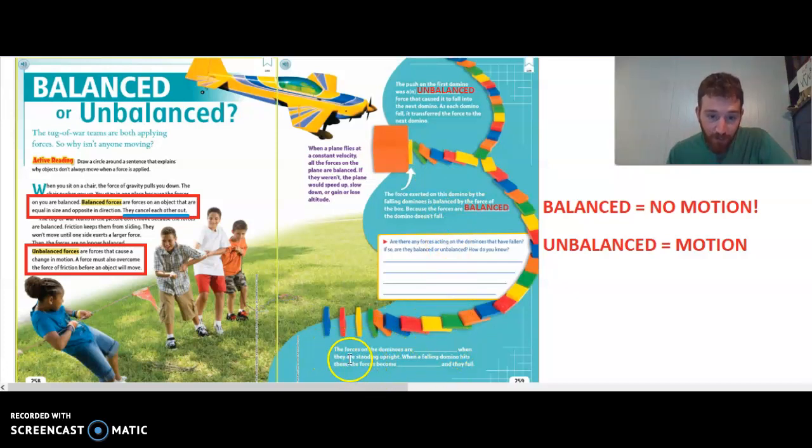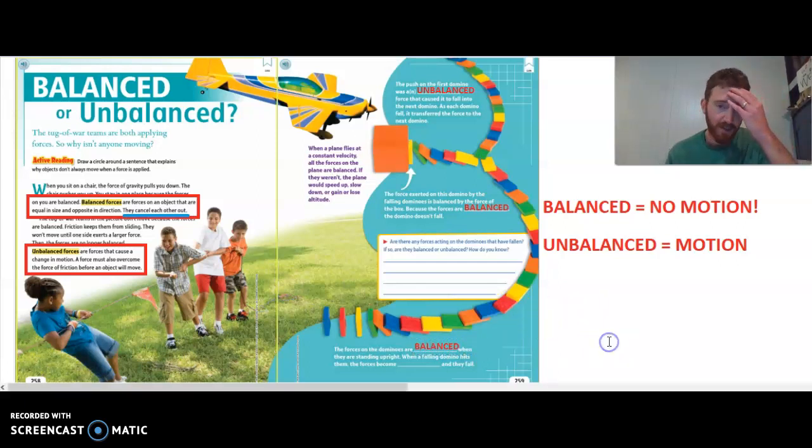Now the last bottom part we're going to get to, it says the forces on the dominoes are blank when they are standing upright. So again, if it's standing upright, that means it's not moving. So which one would it be? Balanced, which causes no motion, or unbalanced, which causes motion. If it's just standing upright and still, that means it's a balanced force. Again, if it's not moving, it must be balanced forces.